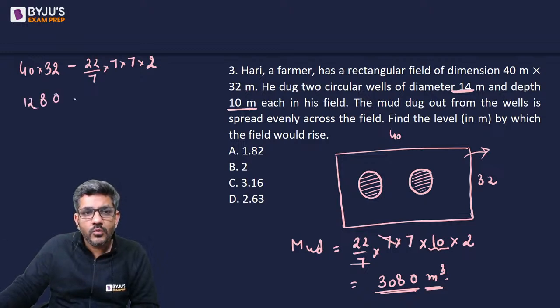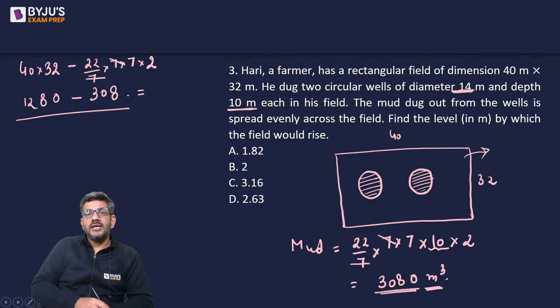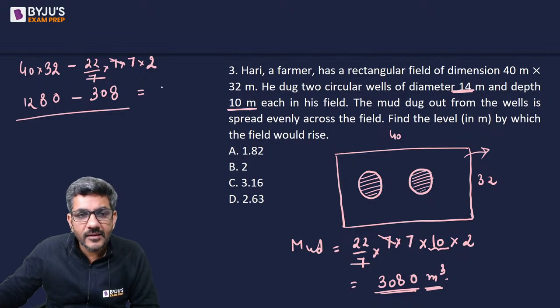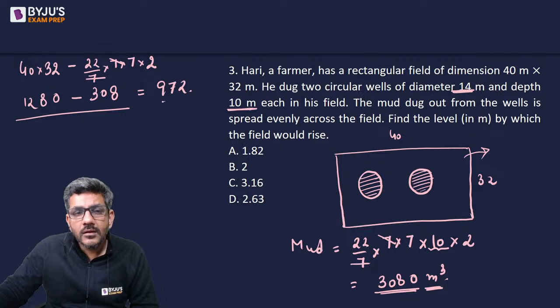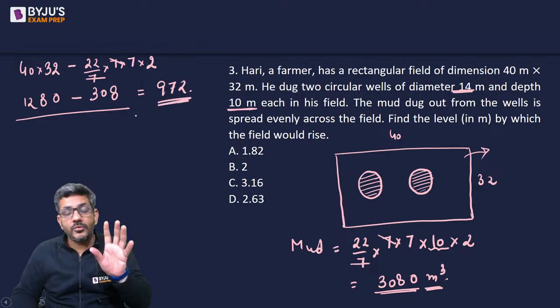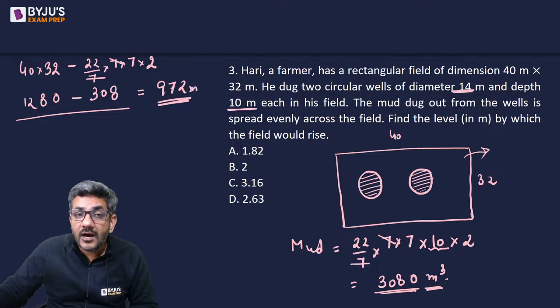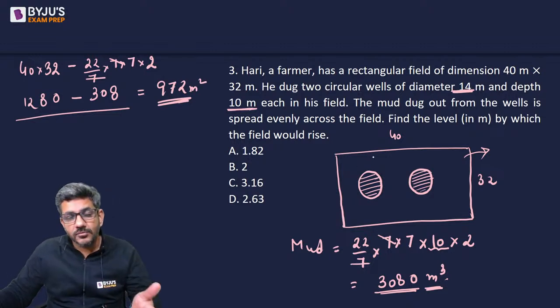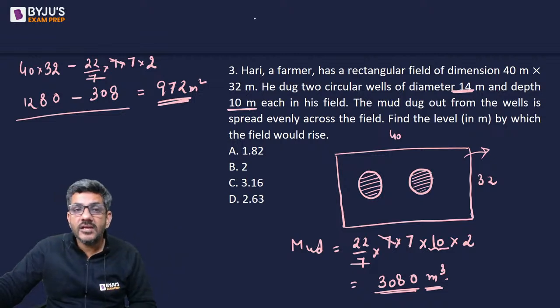So it gives me 1280 minus, how much is this coming, 14 twos are 28, plus 2 is 30. So 1280 minus 308, how much will it be? 972. 972 centimeters, sorry, meter square is the total area on which this mud is to be spread. So by how much will its level increase?